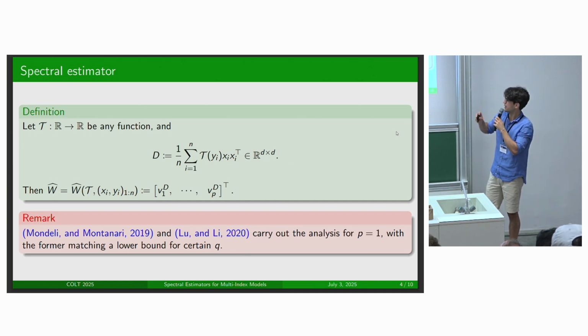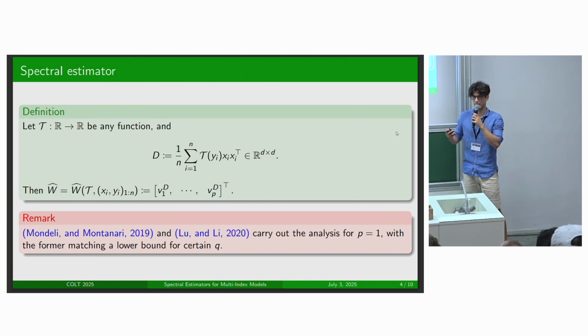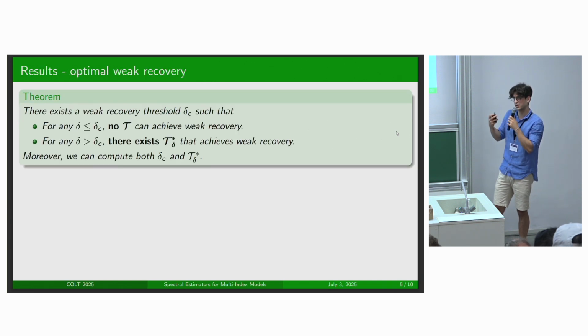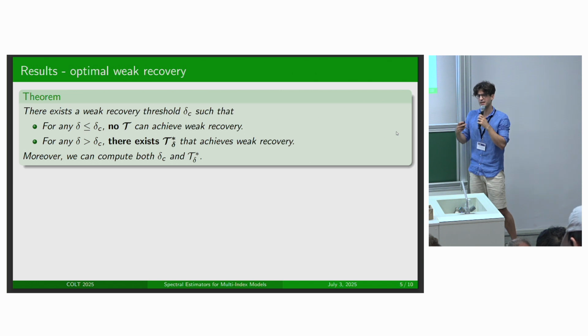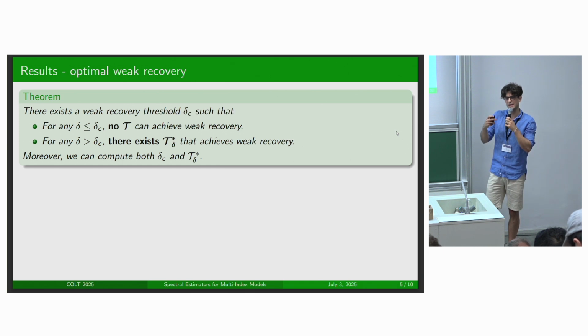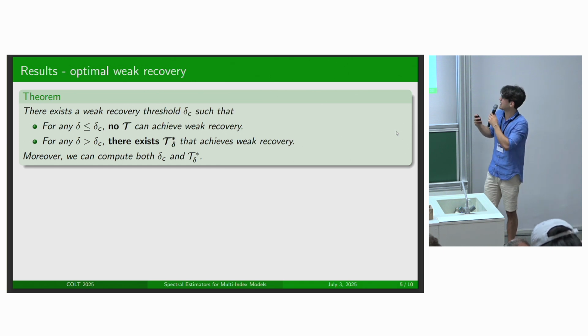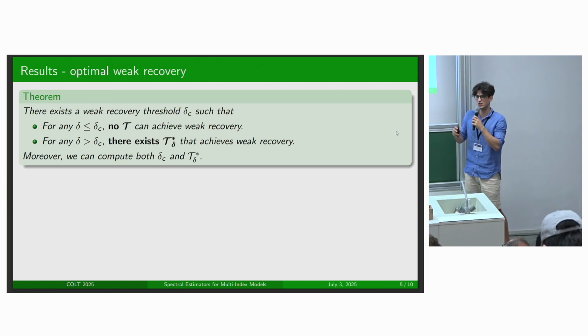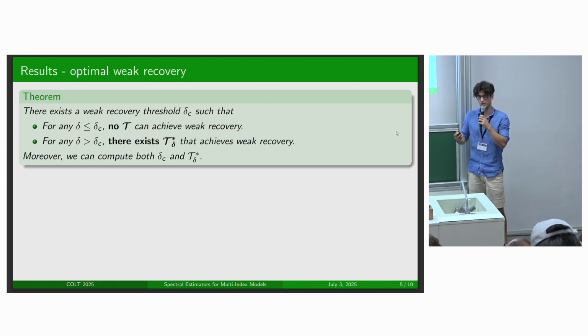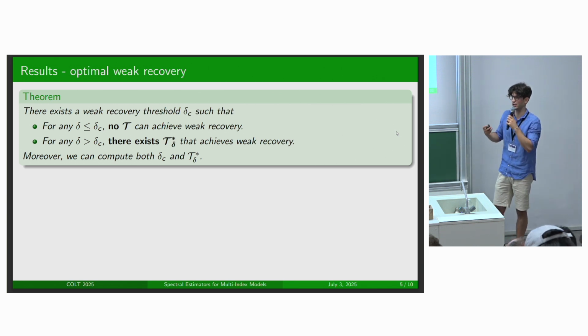So moving on, we go to the results that we obtained in our work, generalizing some parts of this previous work: there's a certain phase transition phenomenon happening. Basically, there exists a critical threshold delta C that tells us the needed sample complexity in order to say something about W star. If our sample complexity is below this delta critical, then no matter which preprocessing function we choose, we cannot achieve weak recovery. On the other hand, if we're above this threshold, we can achieve weak recovery, and we can exactly compute what this preprocessing function is that achieves it.